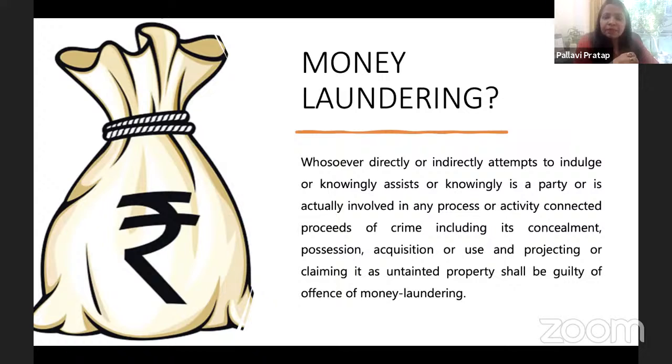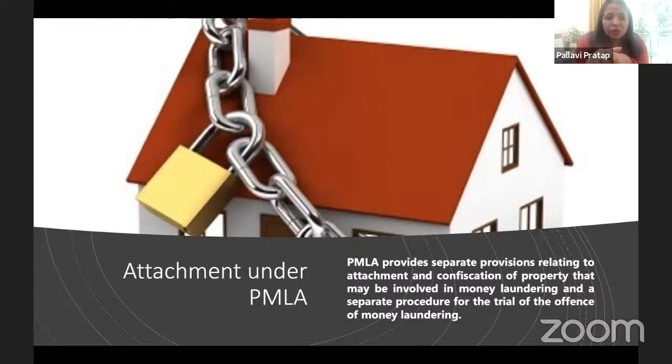So let's say person X receives some money in their account, which is a result of money laundering, and he or she invests it into a specific asset. Then that asset will be considered to be bought as a result of the proceeds of money laundering, or proceeds of crime. And that specific asset will then be attached or confiscated, because it will be considered to be a result of the proceeds of the crime, which is the money laundering.